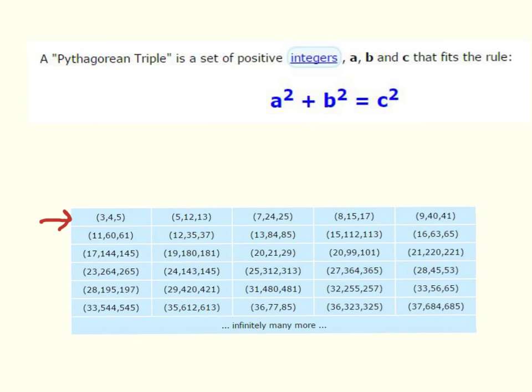Those are the ones that are most commonly used, and these are the ones that you're going to see on your standardized tests, your SAT, your ACT, your PSAT. They will use these over and over again.